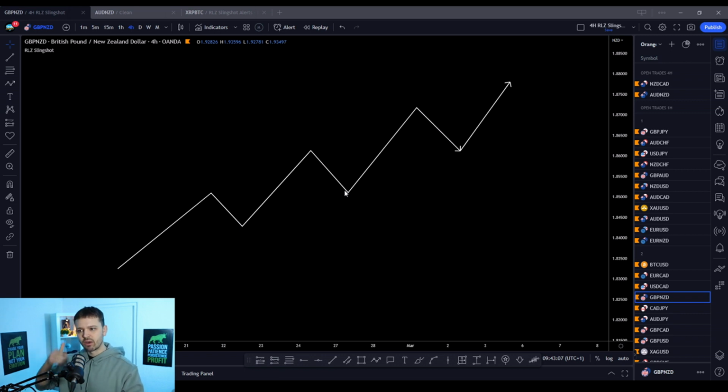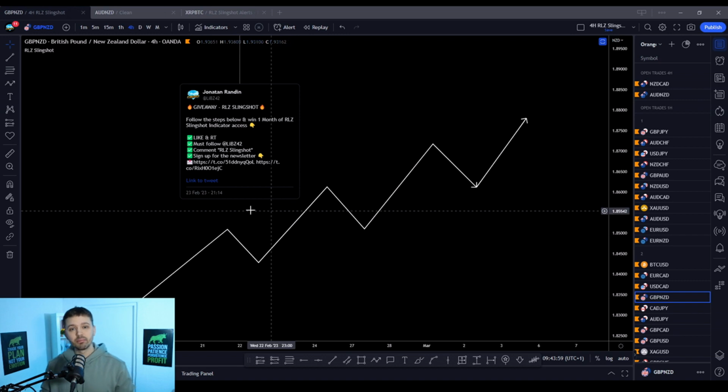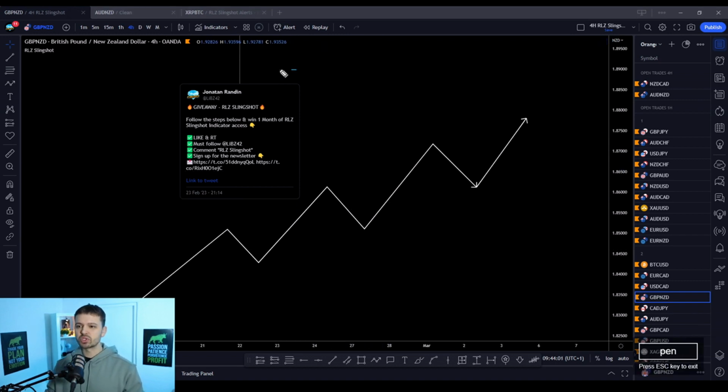So let's talk about that. What does a bullish break in market structure actually look like? Before we talk about that, I want to show you this.